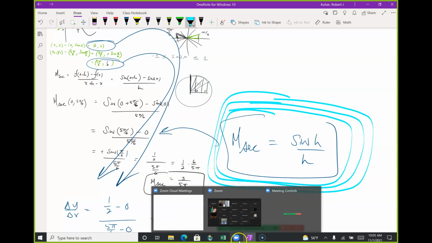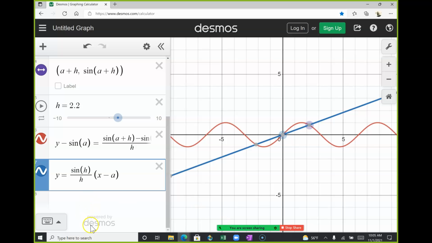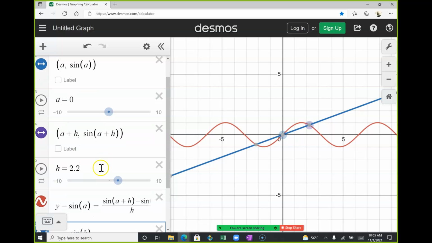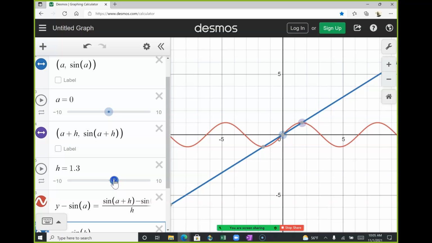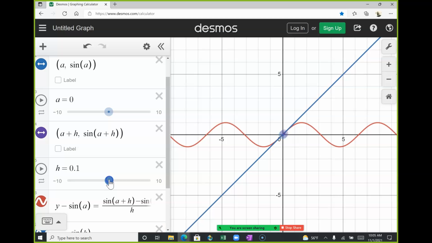Because I'm really interested in when A is 0. Okay, so I've got my A set to 0. And I'm going to let H get just a little bit smaller, right? A little bit smaller. And I want H to go to 0, all right? Because now what do I have? What's my slope? As H goes to 0, I now have sine of 0 over 0. What is sine of 0?